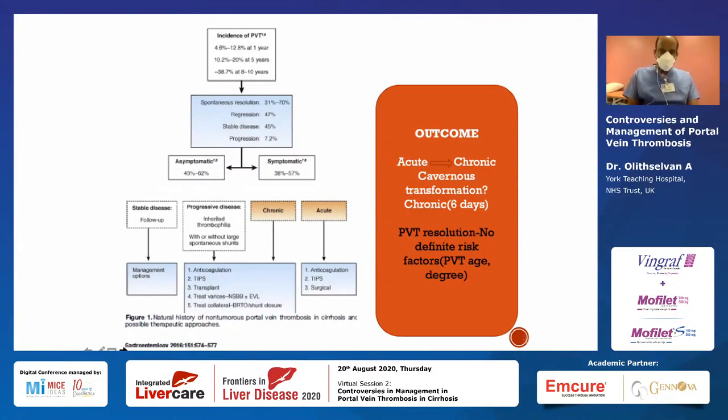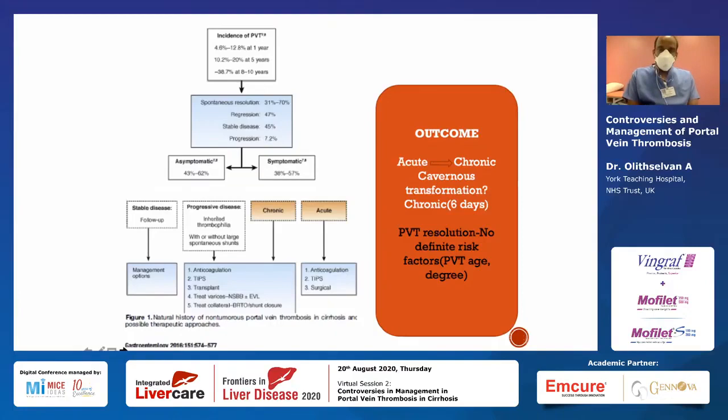Very few of them progress, and when they progress, they tend to get symptomatic. Again, the asymptomatic form is more common than the symptomatic. Now, all thrombus formation in the portal vein should start acute and then go on to become a chronic phase. And by definition, if you see a cavernous formation in imaging, it's taken as chronic. But the problem here is you can have cavernous formation as early as 6 days. So yes, if you have cavernous formation, it can be chronic, but it can be a short period as well.